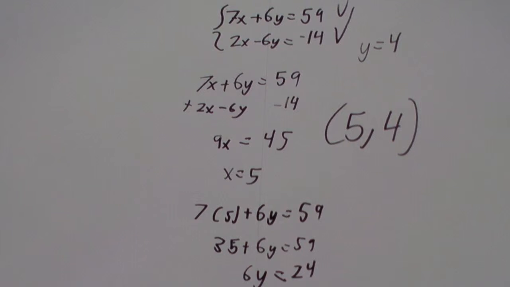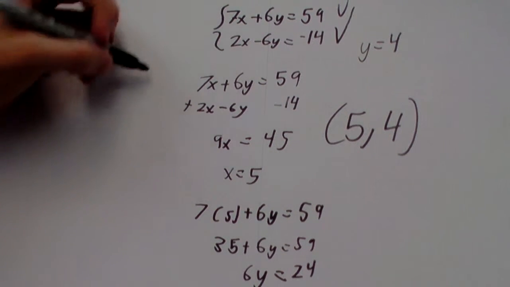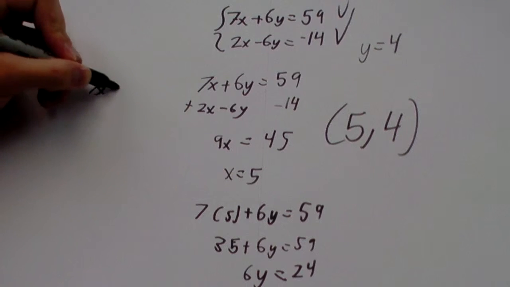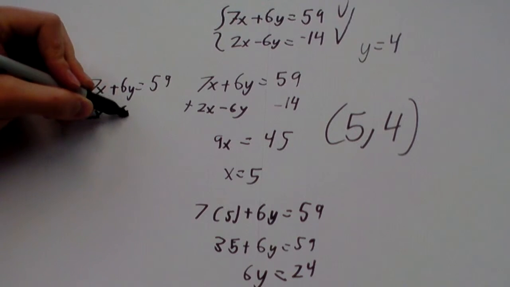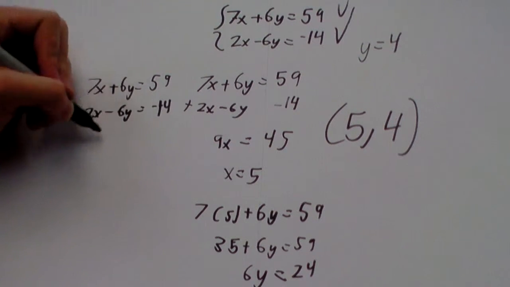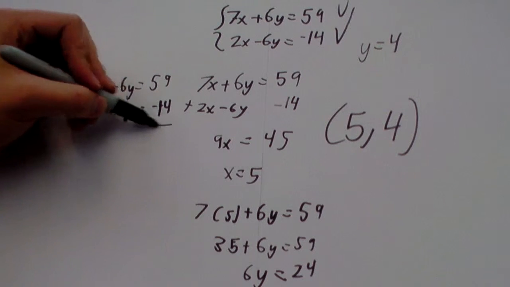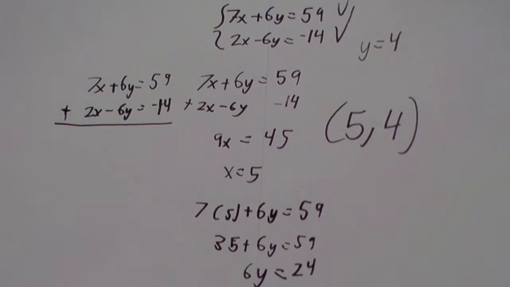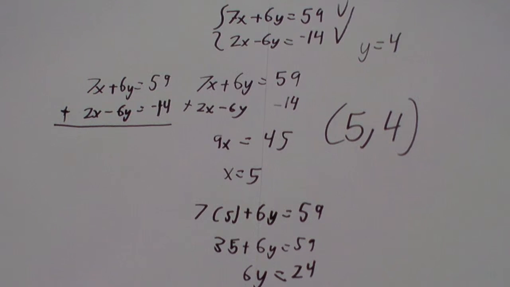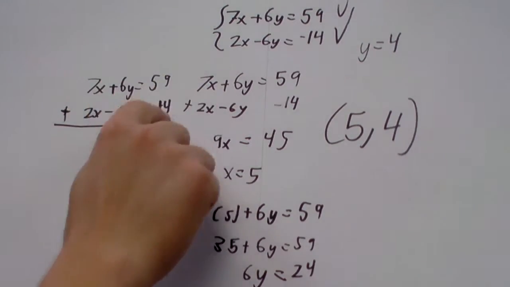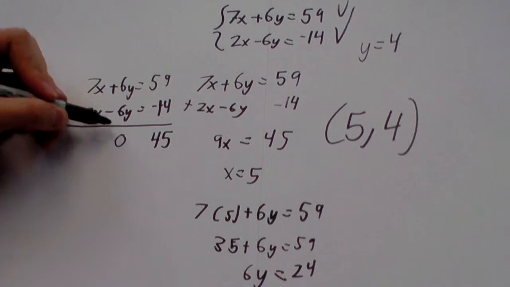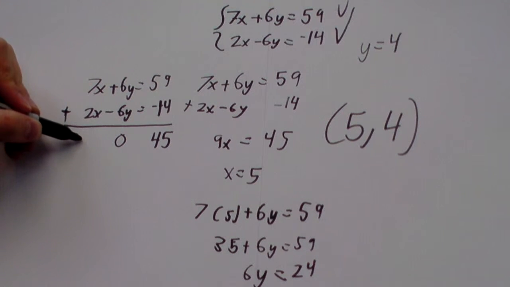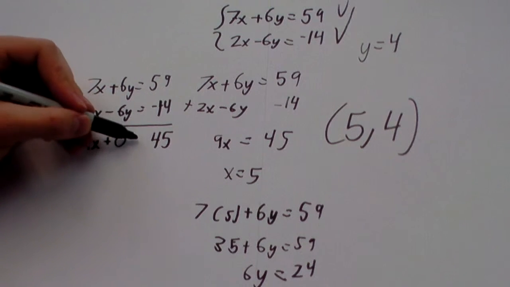You just add two equations together. In this case, we took the equation 7x plus 6y equals 59, and 2x minus 6y equals negative 14, and we just made sure that the equal signs were aligned. And then you can set it up like this, like we used to have our old addition problems in arithmetic. And you just add each line by line. 59 minus 14 is 45. 6y minus 6y is 0. 7x plus 2x is 9x. So that's the elimination method.